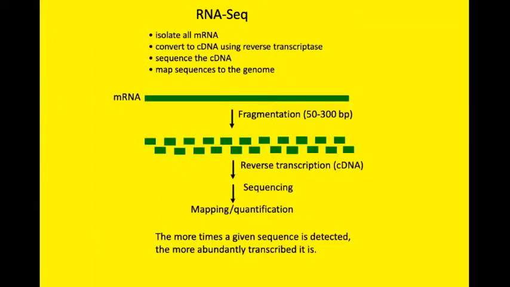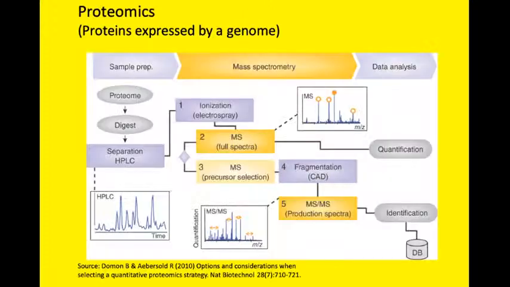In RNA-seq, we isolate all mRNA, convert to complementary DNA using reverse transcriptase, sequence the complementary DNA, and map the sequence to the genome. So then you do the fragmentation, reverse transcription, mapping, and quantitation is done.